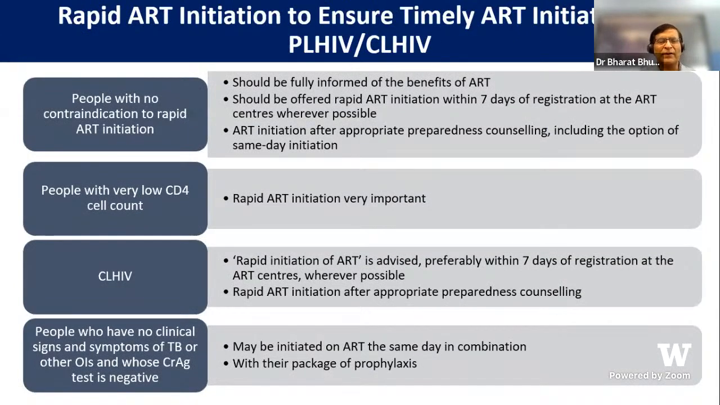So for rapid initiation, people who have no contraindication to rapid ART initiation should be fully informed of the benefits of ART offered within 7 days, and adequate preparedness counseling should also be given. For persons with low CD4 count, rapid ART initiation is very important, because these are the people who have higher mortality, but they will require more close monitoring also. Among CLHIV, again, rapid initiation is advised, preferably within 7 days, and appropriate counseling is most important.